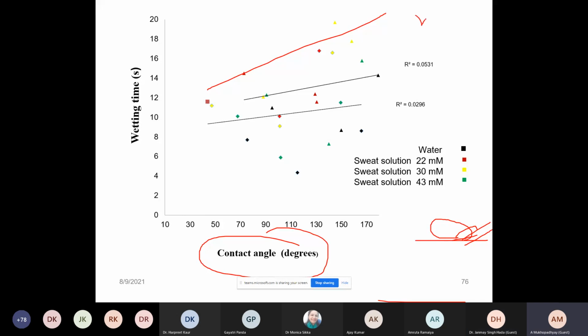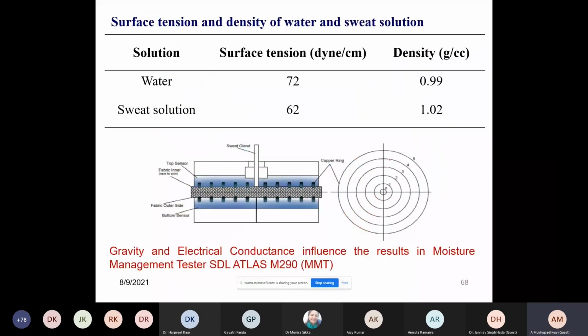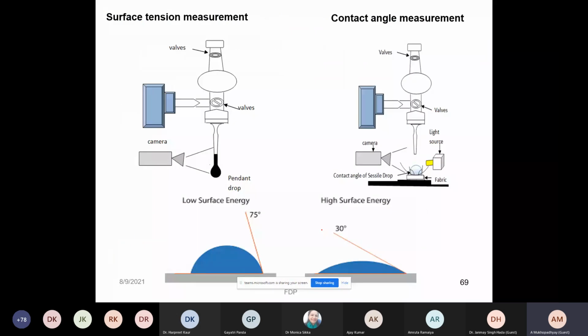So you should have a high level of correlation coefficient. But here if you see, the correlation coefficient is very poor. Why is it so? It is because it is influenced by gravity also. This is one of the slides I mentioned: gravity and electrical conductance influence the result in the moisture management test. The machine maker will not tell you that this will also have an influence. One of the basic limitations, according to me, is that whenever it is measured, the fabric is placed horizontally. But whenever I am using the fabric, it is not really horizontal. At most places it is vertical, so gravity will also play a vital role. This can give you some assessment, that's all. Most often we try to engineer the fabric by using this tester, but we have to be really thoughtful about what data we are getting from the instrument.